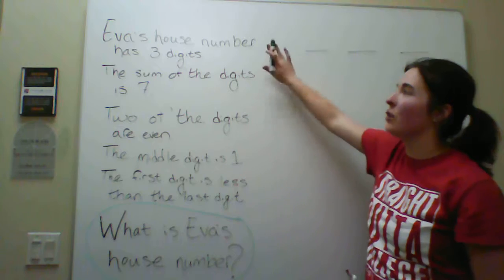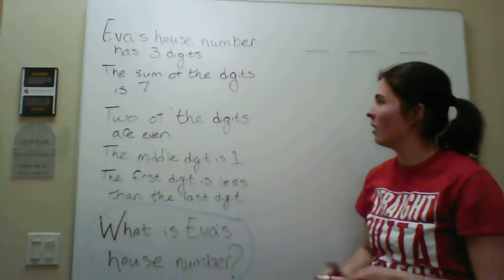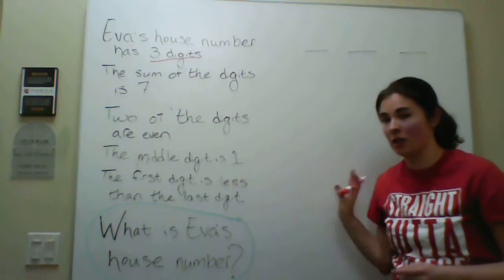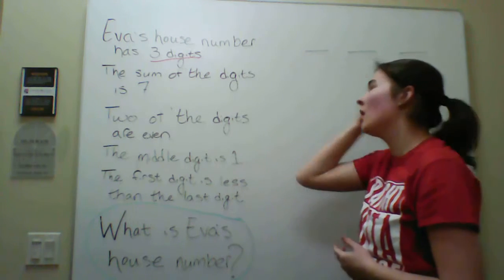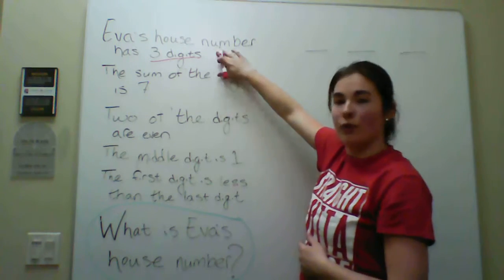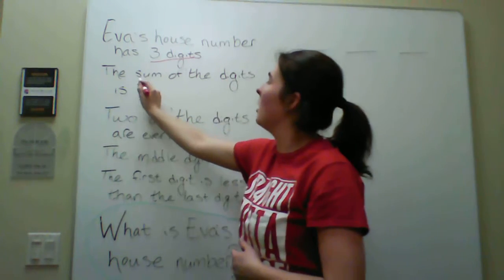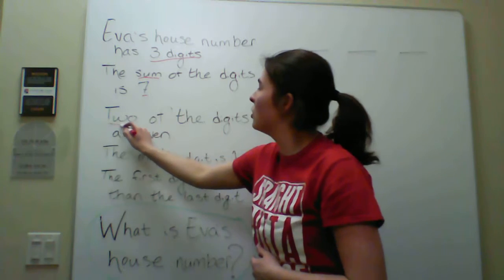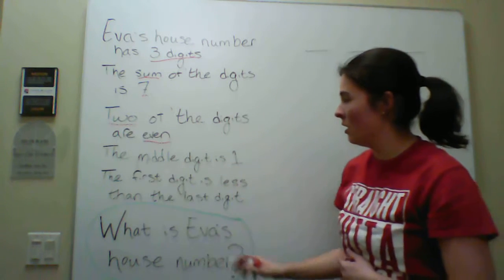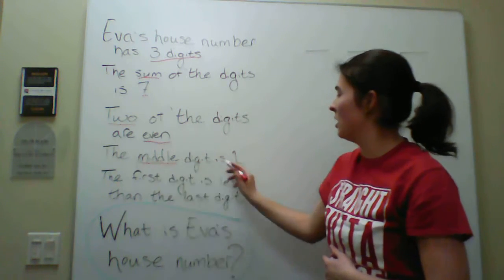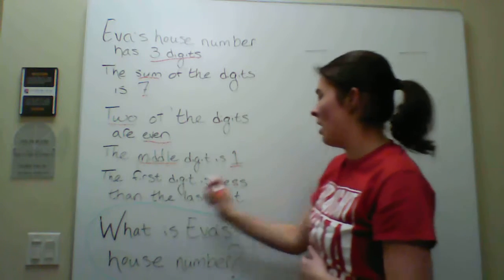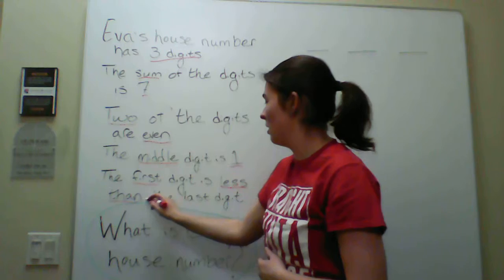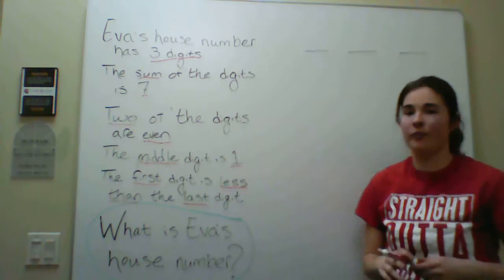Eva's house number is a 3-digit number. So we're going to underline the key words in this word problem. Alright, so we have 3 digits, and then the sum is 7. 2 of the digits are even. The middle digit is 1. And then the first digit is less than the last digit.